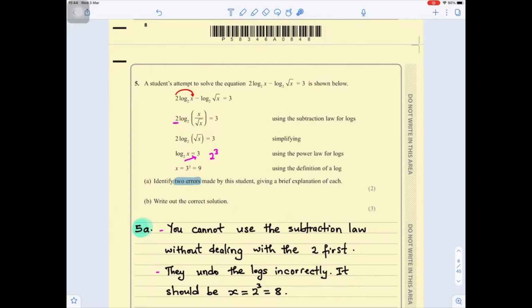You have here x is equal to 2 cubed. So 2 to the power 3 should be equal to x, not the other way. So it should be 2 cubed. x equals 2 cubed, not 3 squared, which is wrong. Those are the 2 mistakes they made.